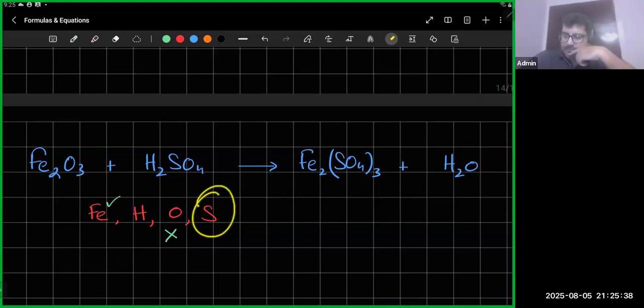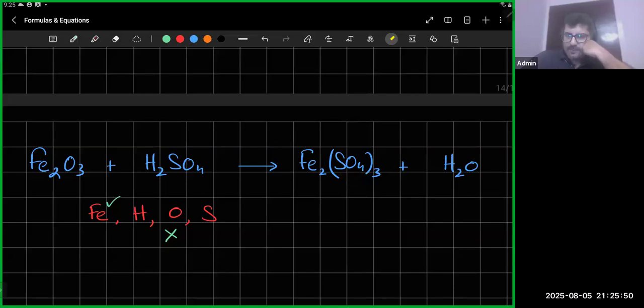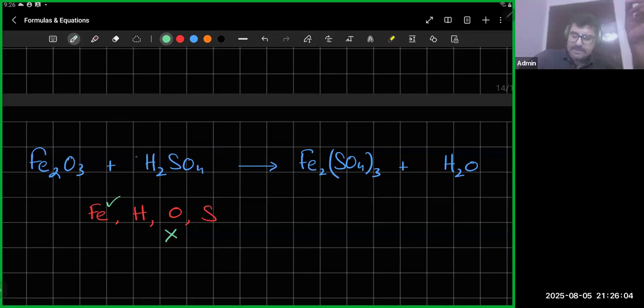Sulfur. कितने sulfur हैं? How many sulfurs do we have on the right side? 3 sulfurs, right? Because SO4 has just 1 sulfur, right? So SO4 has just 1 sulfur and there are 3 SO4, so that means it's 3 sulfurs. यहाँ पे I've got 1 sulfur, so I'm going to multiply this by 3 so that my sulfur gets balanced. Okay, is that clear?